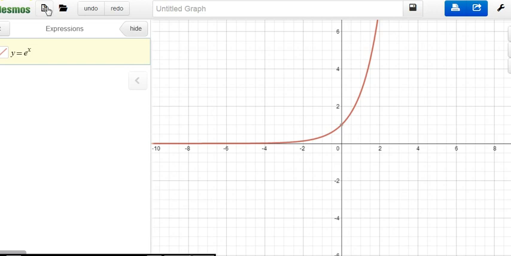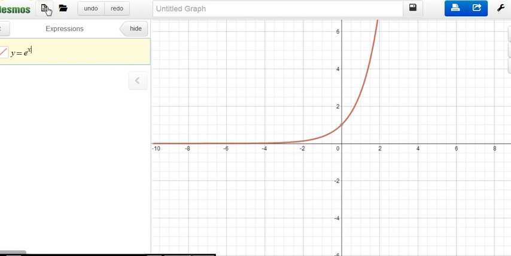So e to the x doesn't look much different from y equals b to the x, right? Where b is 2 or 3. It's just somewhere in between there, right? But it is a number that you're going to be exposed to, called Euler's number, and it's the limit of natural growth. Okay, like if you worked out, you guys have done compound interest, right?